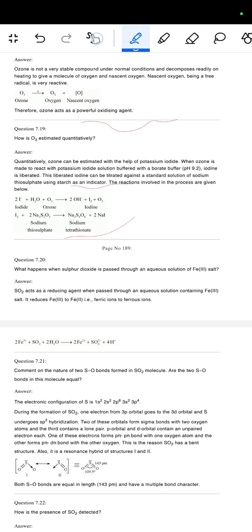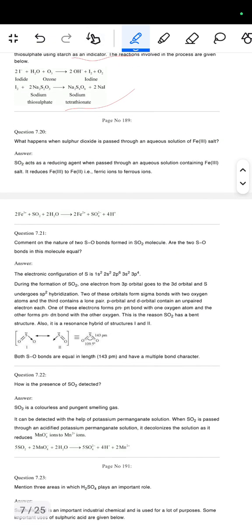Then comes: what happens when sulfur dioxide is passed through an aqueous solution of an Fe3 plus salt? SO2 acts as a reducing agent when passed through an aqueous solution containing the Fe3 plus salt. So it reduces Fe3 plus, the ferric ion, to the ferrous ion. 2Fe3 plus plus SO2 plus 2H2O gives 2Fe2 plus plus SO4 2 minus plus 4H plus.